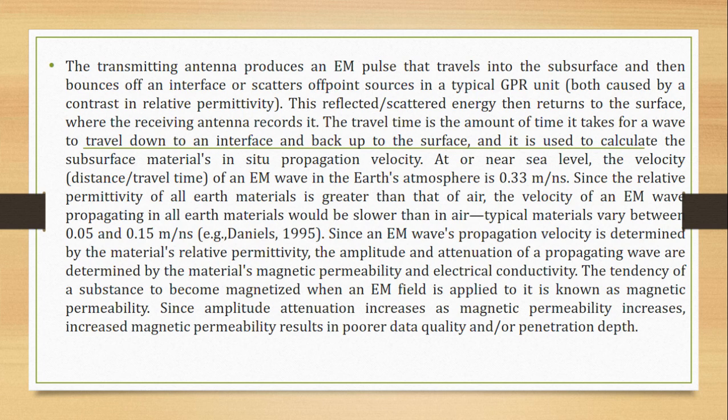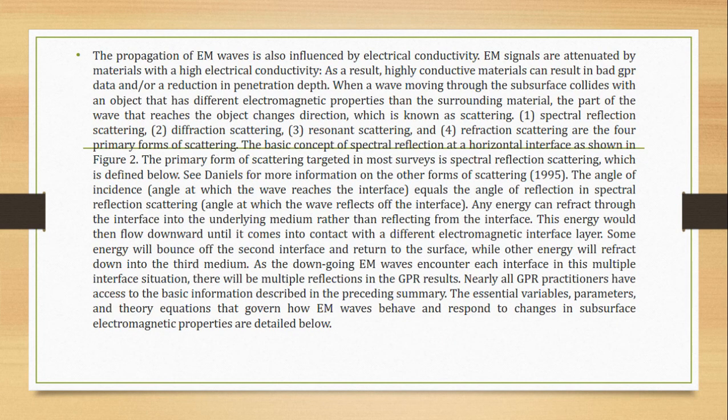Since amplitude attenuation increases as magnetic permeability increases, increased magnetic permeability results in poorer data quality and/or penetration depth. The propagation of EM waves is also influenced by electrical conductivity. EM signals are attenuated by materials with a high electrical conductivity. As a result, highly conductive materials can result in bad GPR data or a reduction in penetration depth.